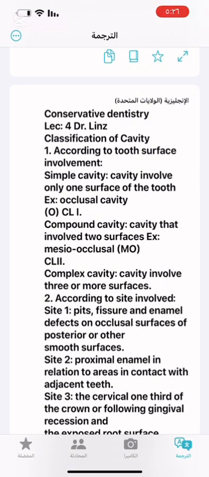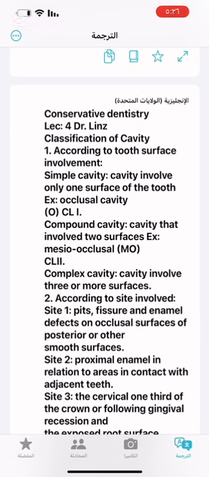Conservative dentistry, lecture for Dr. Lin's. Classification of cavity. 1. According to tooth surface involvement. Simple cavity: a cavity that involves only one surface of the tooth.